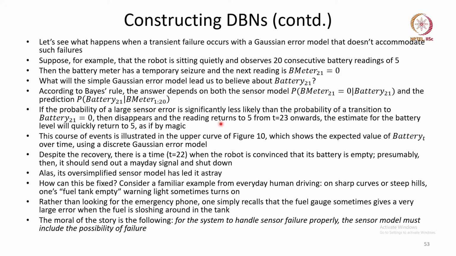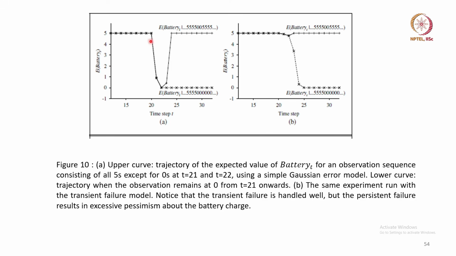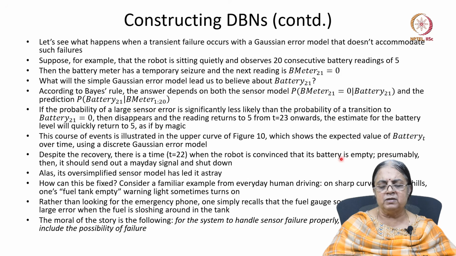So what you find is that after T is equal to 23, the reading returns back to 5, right. So it will return to 5, okay. So this is as shown over here. You find that it goes down, but it returns to 5 in the next time step. So there is a time step when it is convinced the battery is empty, okay. So suppose it had shut down at that point in time, right.